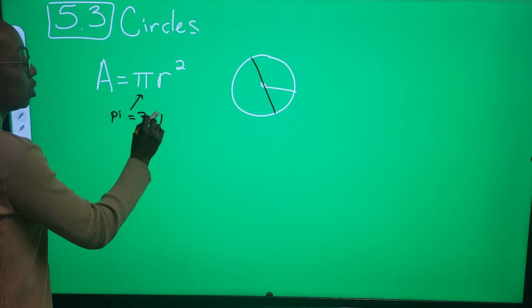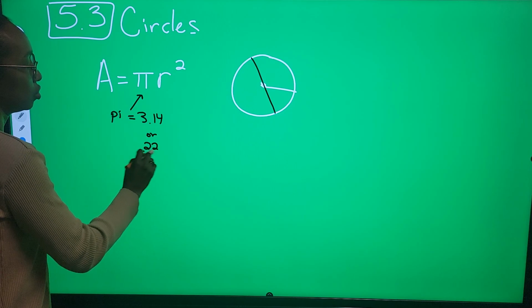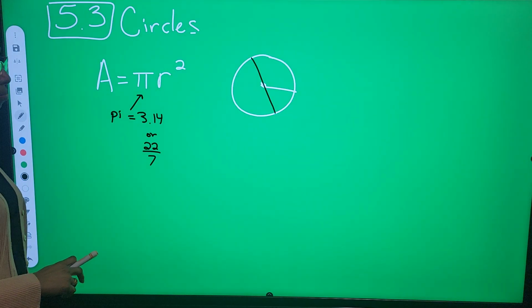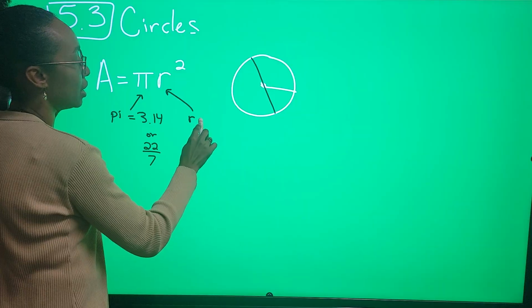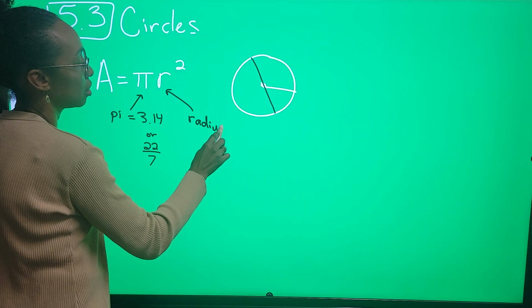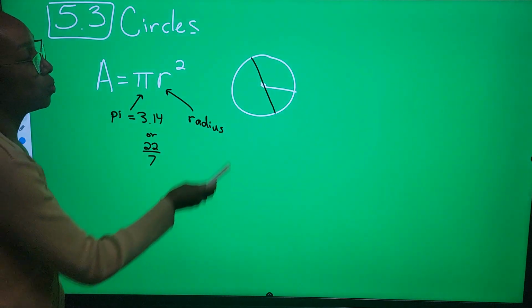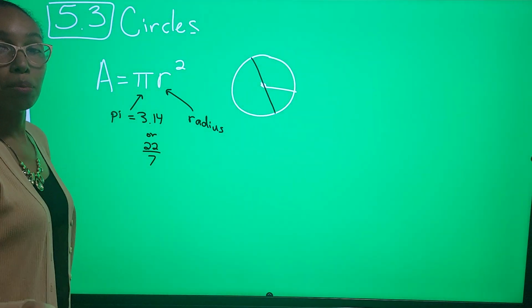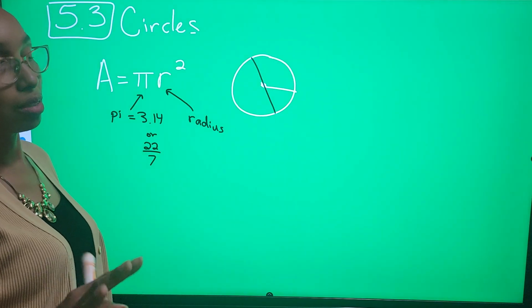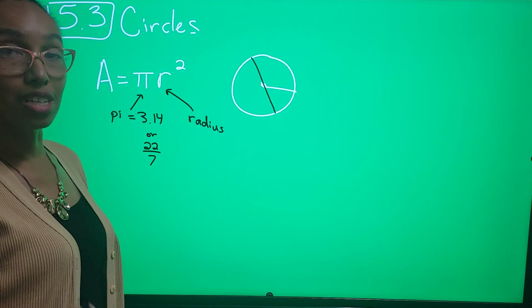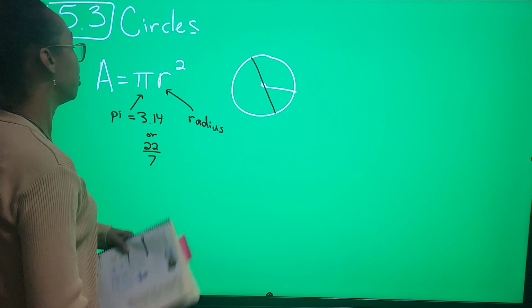So we already know that pi is our 3.14 or 22/7, and the r is the radius. So you need the radius. If they give you a diameter, we remember that the radius is half of the diameter. So if they try to be extra fancy and give you the diameter, just divide it by 2, and now you have a radius. Okay?